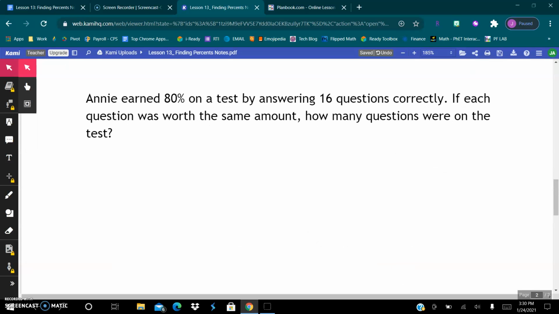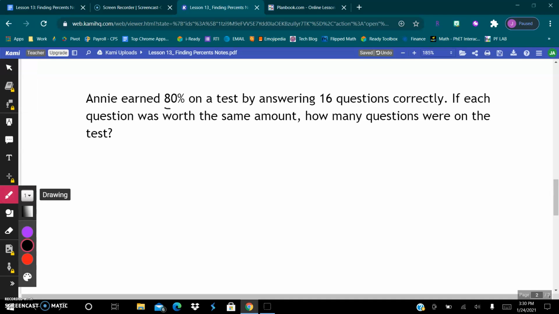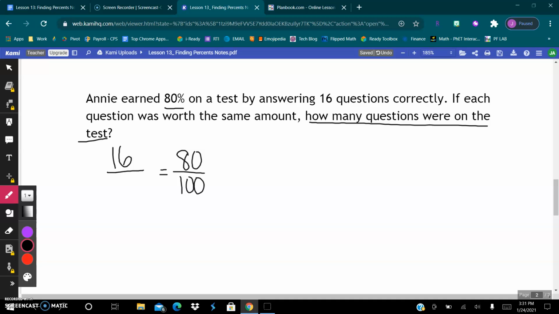Now this one says Annie earned 80% on a test by answering 16 questions correctly. If each question was worth the same amount, how many questions were on the test? So the first thing I notice is 80%. So I know that the percent has to go over 100. Now we have to figure out where the 16 goes. Is it our is or is it our of? And they didn't use those words here. So if you think about it, if you got 16 correct, that would be the top number, and the bottom number would be how many questions were on the test, and that is what they're asking us. We don't know that, so that's where our variable is going to go.